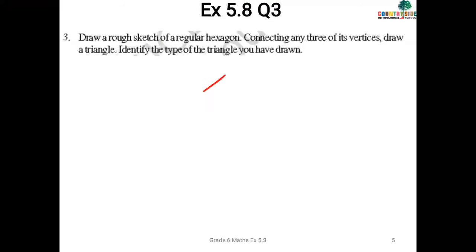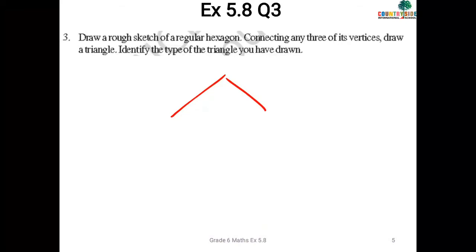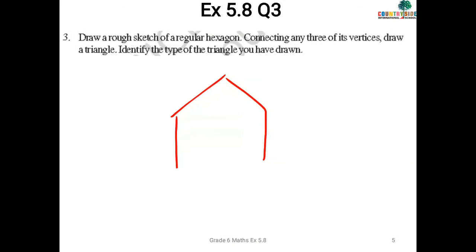So first of all, you need to draw a hexagon. So hexagon has how many sides? Yes, 6 sides. So let's draw a rough hexagon. 1, 2, 3, 4, 5 and 6. So this is the rough diagram of the hexagon. Now connecting any 3 vertices, draw a triangle. Okay, so we have to draw a triangle.